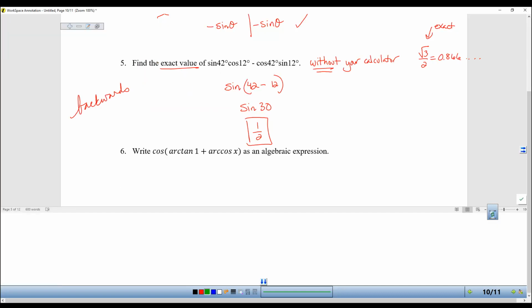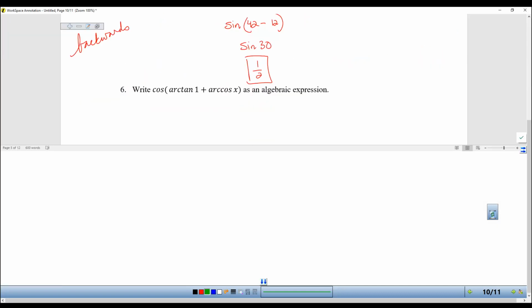Okay, number 6. So this one gets a lot trickier. When you see arctan 1, you need to be thinking to yourself that this is the ratio and that arctan 1 is equal to the angle. It's kind of like saying, okay, I know the answer is 1, so what is the angle that goes with that? Now, you might know that it's pi fourths. Don't even try to go there because we're going to do it a different way.